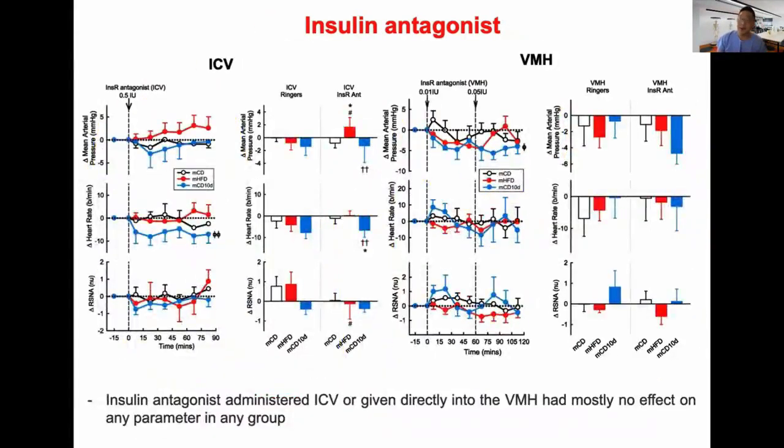Now, insulin antagonists surprisingly didn't do anything. So we think the action of leptin is masking the effect of the insulin. Because the effect of leptin is so strong, we can't detect the other action of the insulin. But we are still investigating whether this is true.